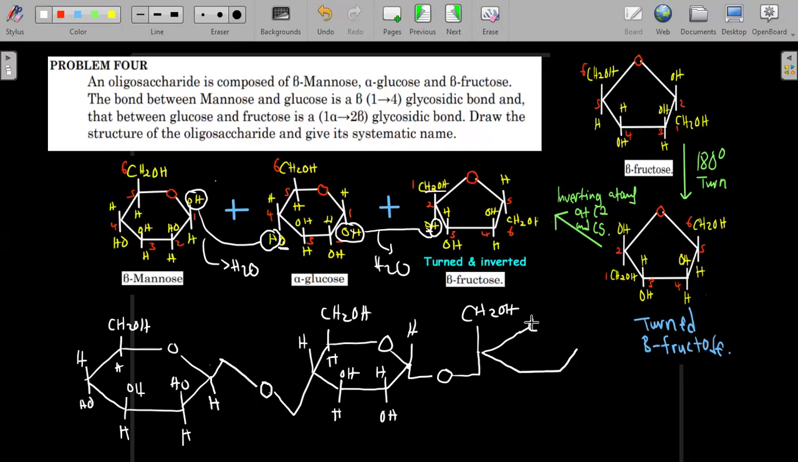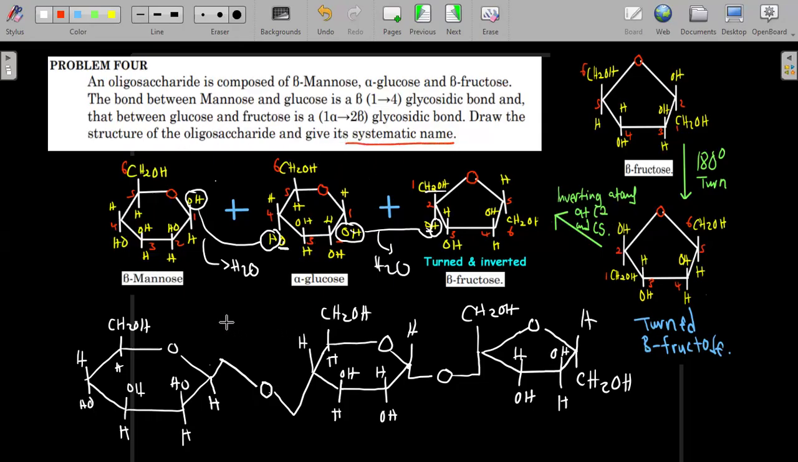So this one here has the oxygen, and then it's bonded to that guy. So at this carbon number 5, we have CH2OH, and then we have H, and then here we have OH, and then H, then there we have H, and then OH. So this is what we have as our oligosaccharide. Now the other question, since we've drawn the oligosaccharide, was to give its systematic name.